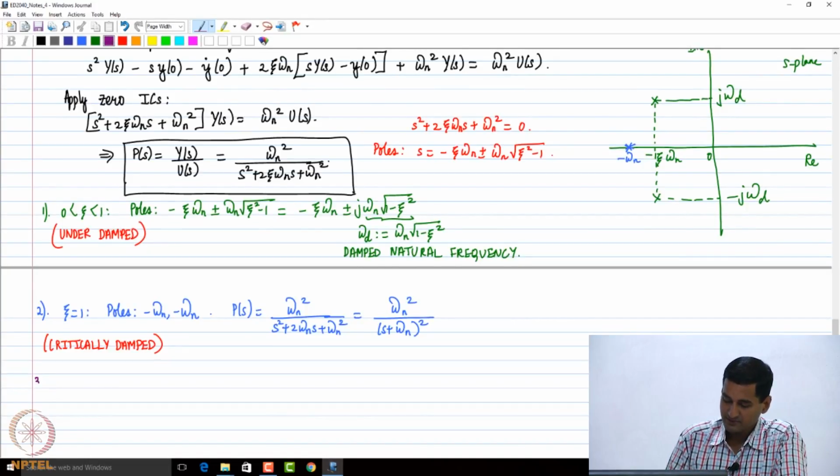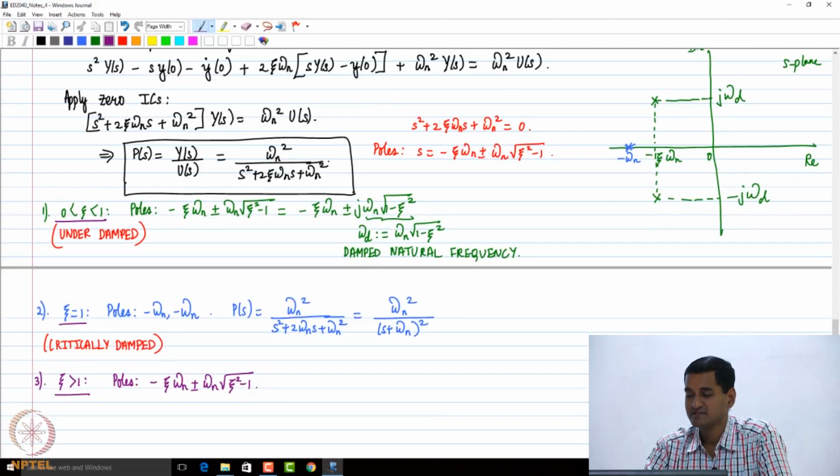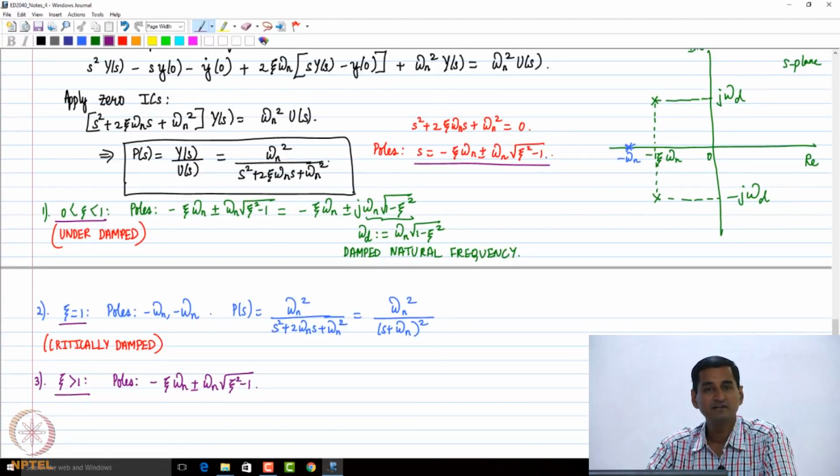Now the third case is when zeta is greater than 1. When zeta is greater than 1, obviously the poles are going to be at minus zeta omega n plus or minus omega n times square root of zeta squared minus 1, the same as what we calculated here, because when zeta is greater than 1, zeta squared minus 1 is anyway positive. So we are going to have two real poles. If we want to plot these two poles qualitatively, what happens is the following. One pole is going to be here and another pole is going to be closer to the imaginary axis.